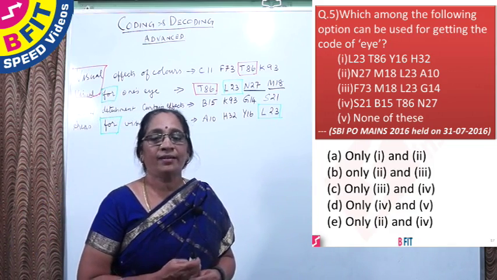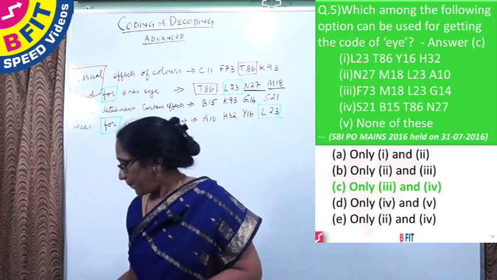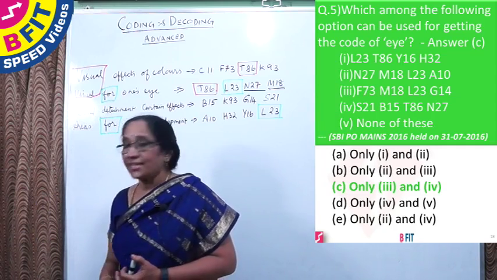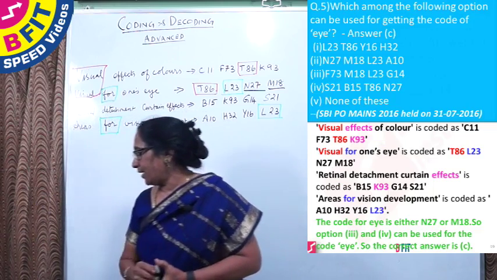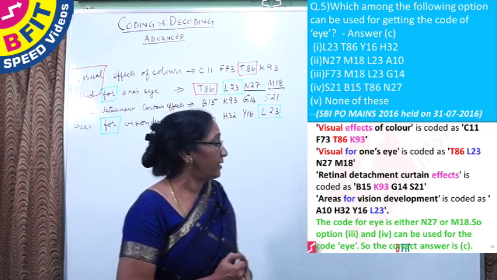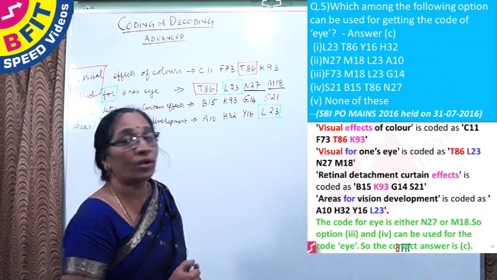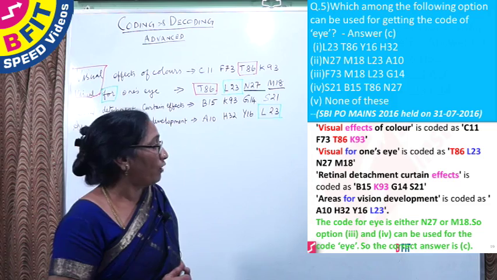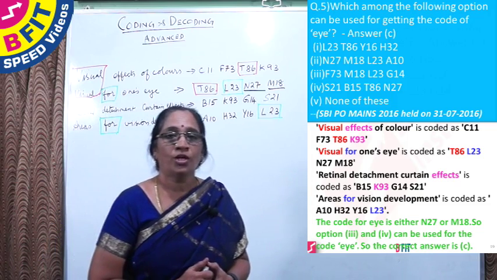So let us find what is the answer discussed in our slide. Yes, the answer option is C, and let us see the working. We find that the code for I is either N27 or M18. So options number 3 and 4 can be used for finding the code of I. So the answer option is C. Let us move on to the next question.